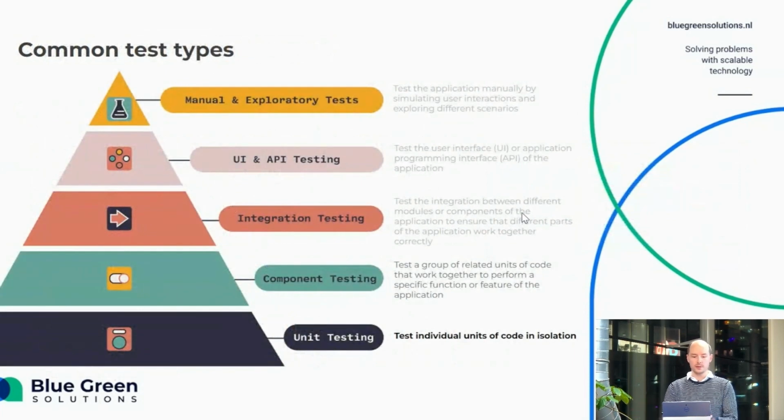Some common test types. As I've seen in a lot of Mendix projects that I've encountered at least, we're mostly focusing on manual and exploratory testing and a little bit of UI and API testing. And then sometimes we find ourselves in integration testing when we have multiple apps working together. But unit testing, as you can see, is all the way at the bottom, and should be your foundation.